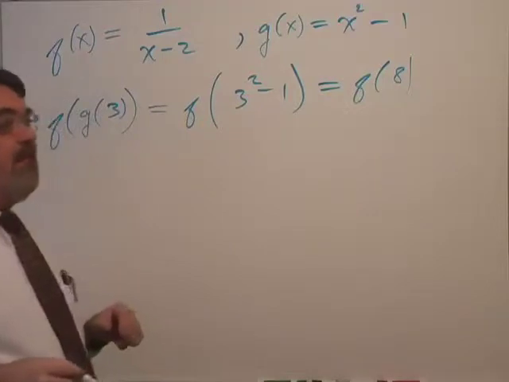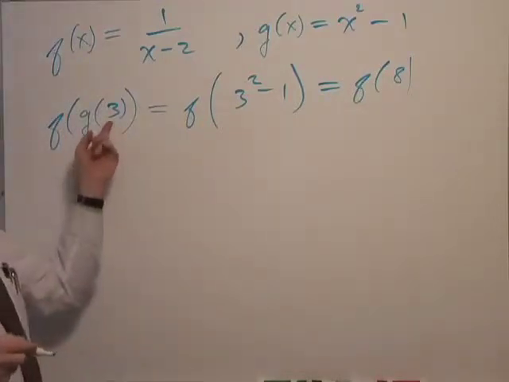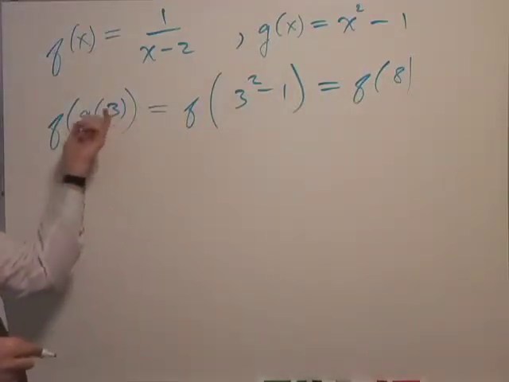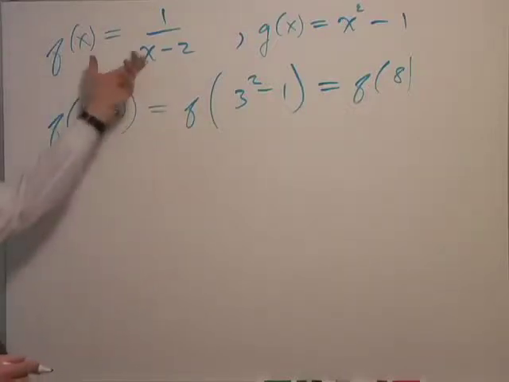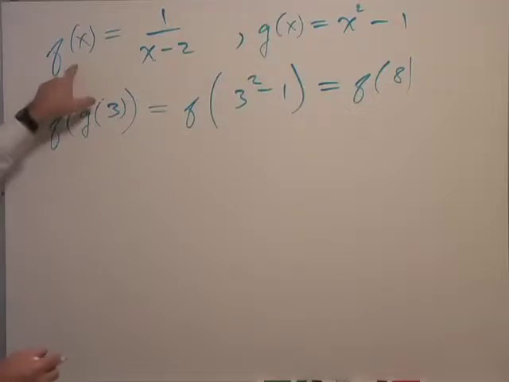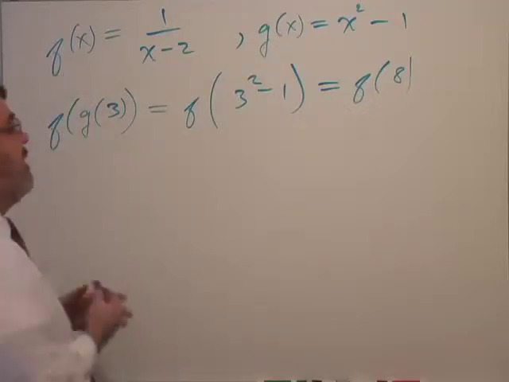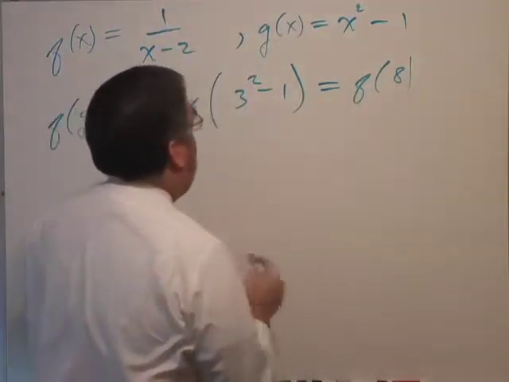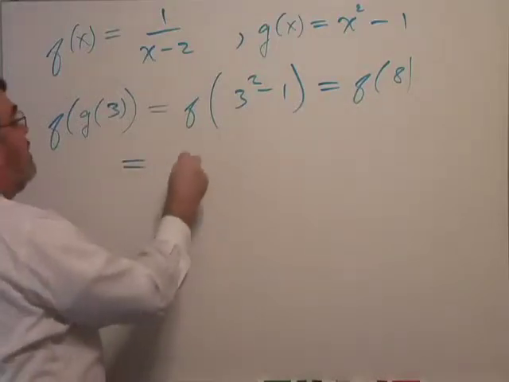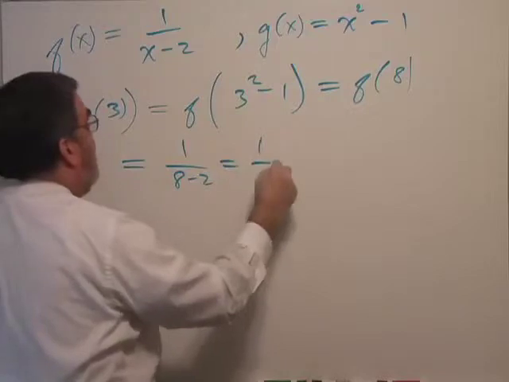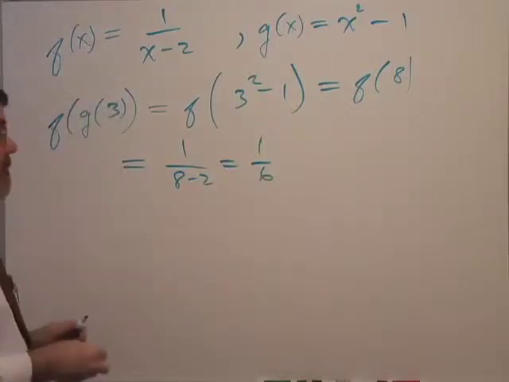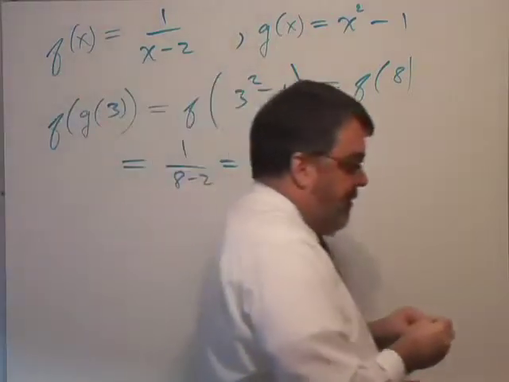Now what the composite function is telling you to do is to, in this case, plug 3 into the g function, then take that output, which is 8, and now make it the input of f. So now we'll take this 8 and we'll plug it into f of x, and we get 1 over 8 minus 2, which is 1/6. Okay, so there's that.